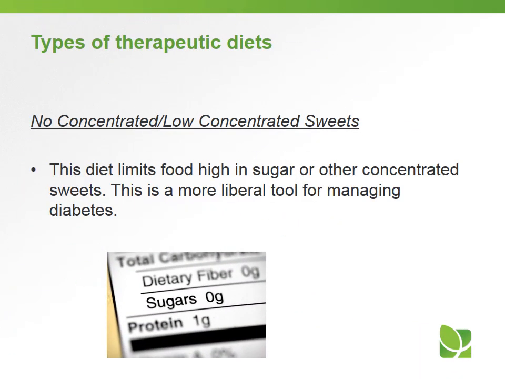A concentrated sweet or low concentrated sweet diet is a diet that limits foods that are high in sugar or other concentrated sweets. It's often used for residents and patients that have diabetes. Oftentimes the desserts will be half portions, so they do still get a dessert but not the full portion.